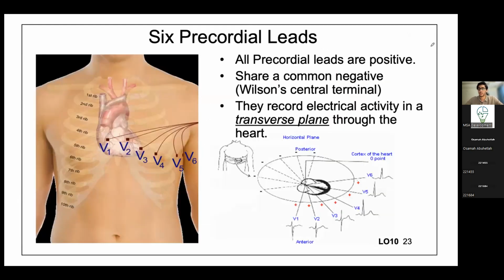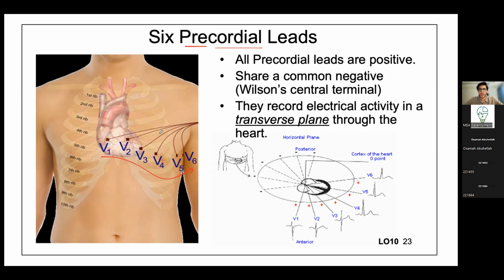Then we have the precordial leads. The pre means in front, and cordial, you can say it's the heart or the chest. So the precordial leads are always attached to the front of the chest. They're known as V1 all the way to V6. We attach them from here all the way to here. As you can see here, V1, V2, V3, V4, V5, and then V6.